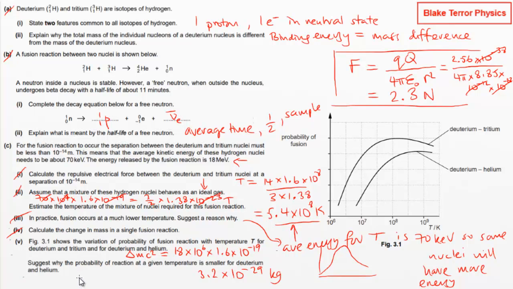Figure 3.1 shows the variation of probability of fusion reaction with temperature for deuterium and tritium and for deuterium and helium. Suggest why the probability of reaction at a given temperature is smaller for deuterium and helium. Right, because there's a greater repulsive electrical force because of the higher charge of the helium nucleus. I won't bother writing it out, I'll run out of space.